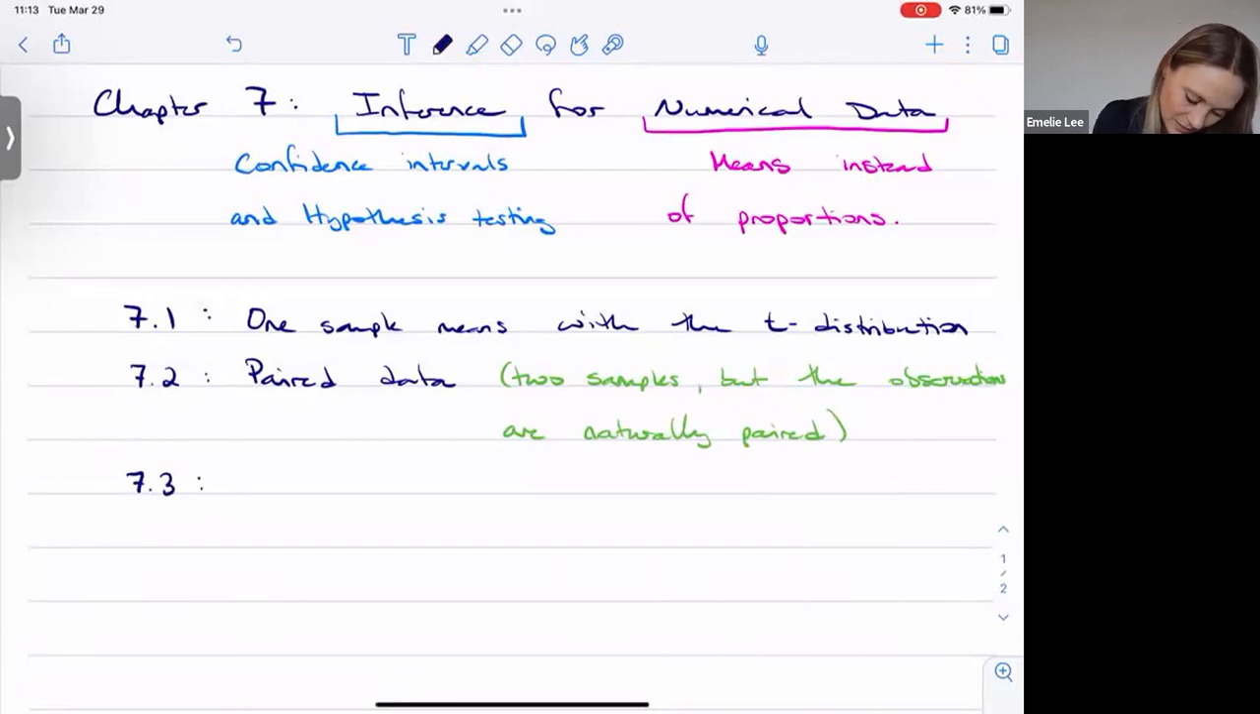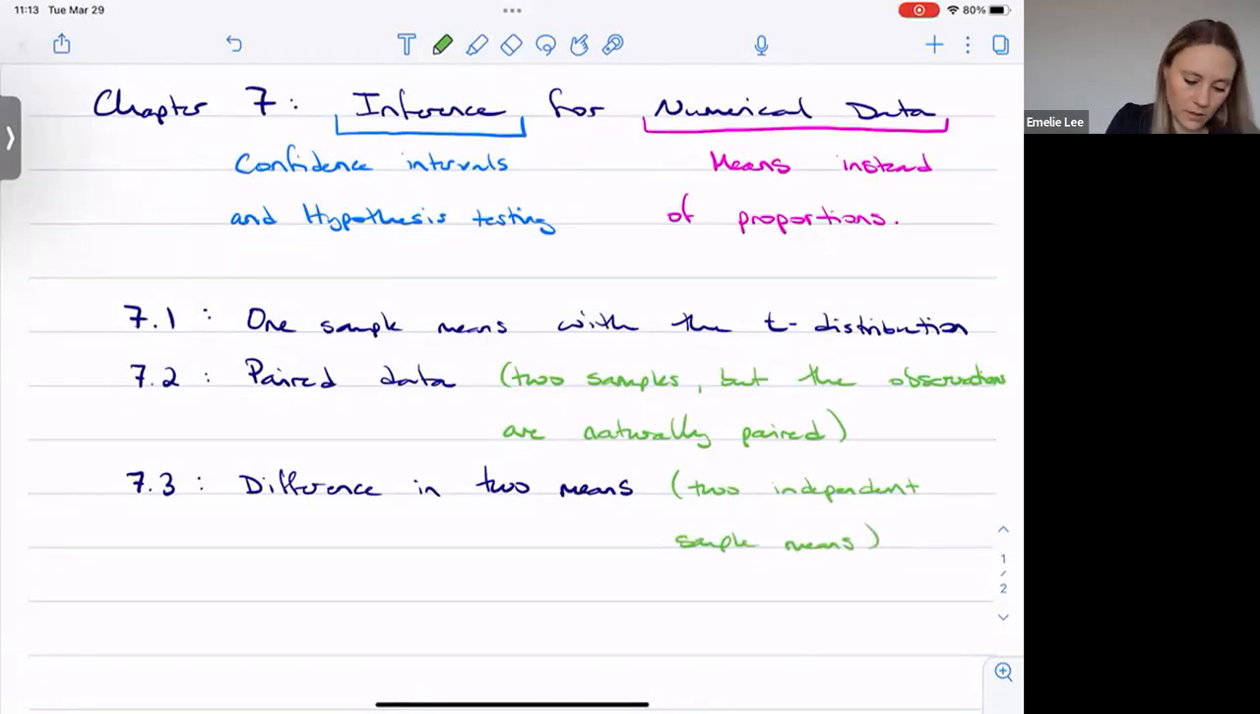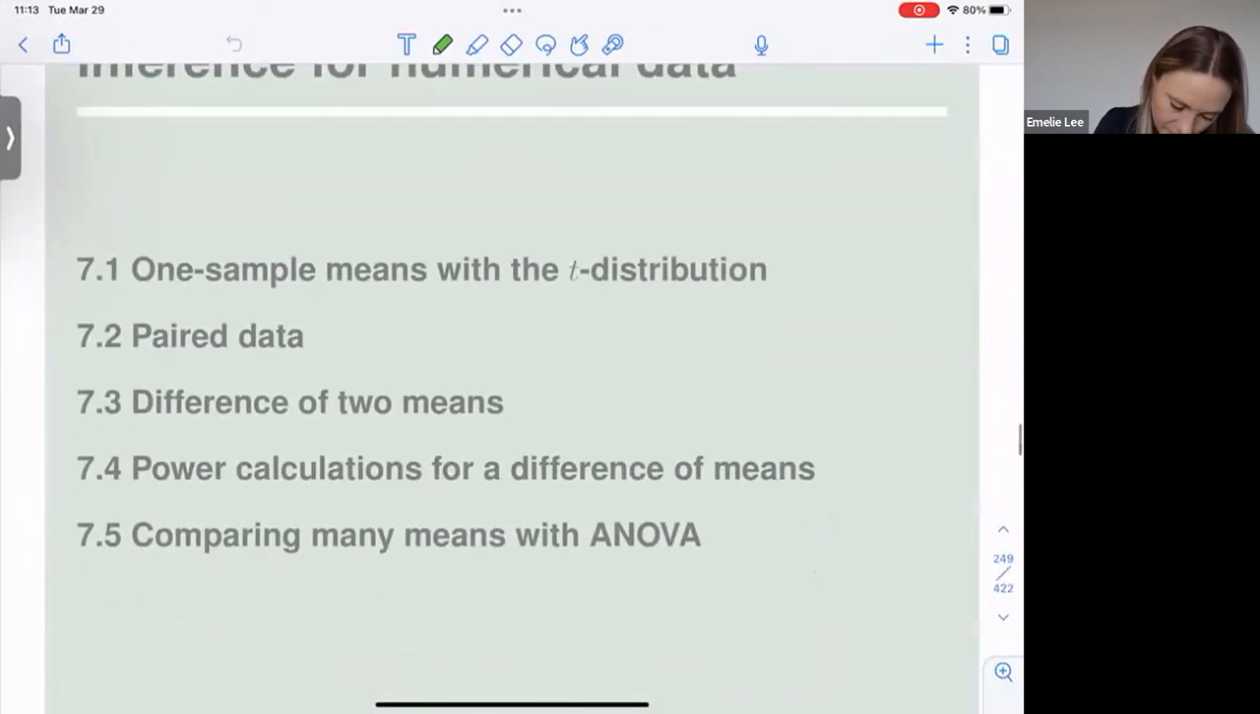7.3 is the difference in 2 means, right? So now we have 2 samples, but the observations are not naturally paired anymore. So we can call this a 2 independent sample question. So 2 independent samples. Okay. Then I just want to check here, difference of 2 means, okay.